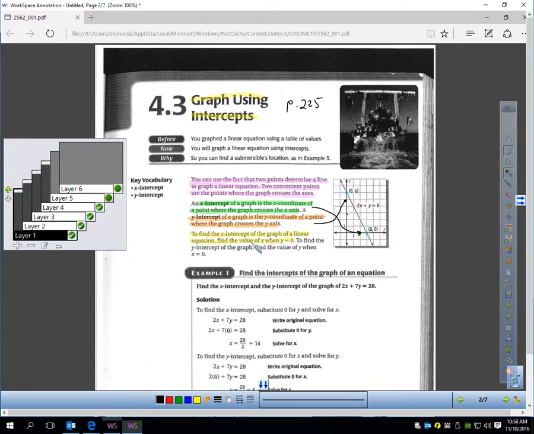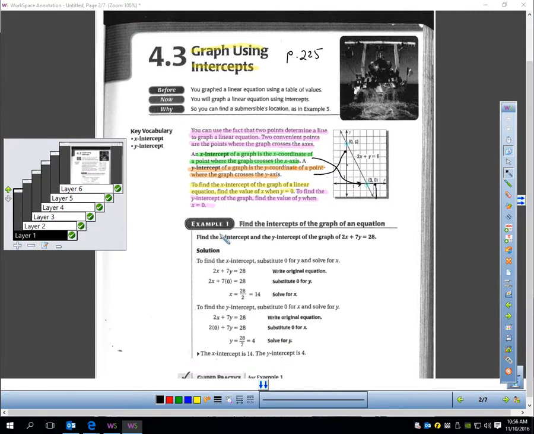Now to find the x-intercept, which is this one here, all you need to do is plug in 0 for y in your equation and find x. So you notice that at the x-intercept, y is 0. So if I plug in 0 for y, I'll find out how many units over on the x-axis my x-intercept is. And in the same fashion, to find the y-intercept, if you just plug in 0 for x, you would find y. Now, if those words are a little confusing, I'll show you an example right below here.